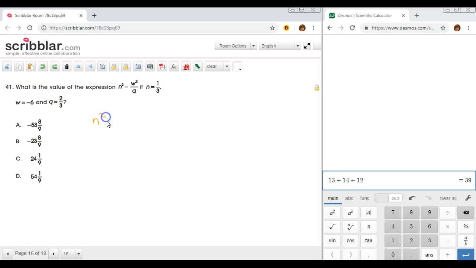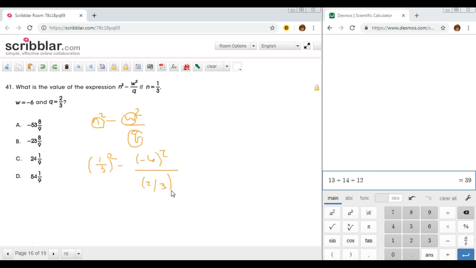So we have n squared minus w squared over q. If they give us actual numerical values, we plug in the numerical values instead of the letters. If it's a fraction or a negative, which they all are, we should definitely include some parentheses. Instead of n, we have 1/3. We still have the squared, that didn't get replaced, only the letter gets replaced. Minus w is negative 6 squared over q is 2/3.